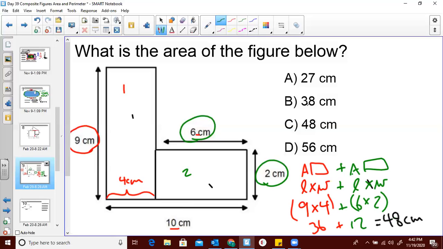And these all should be squared. All of these should be squared. I apologize for the typo. All right, so our answer is going to be C.